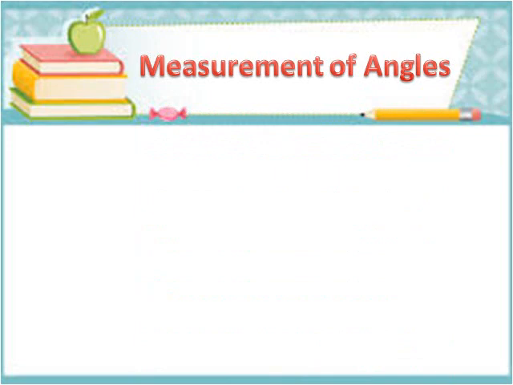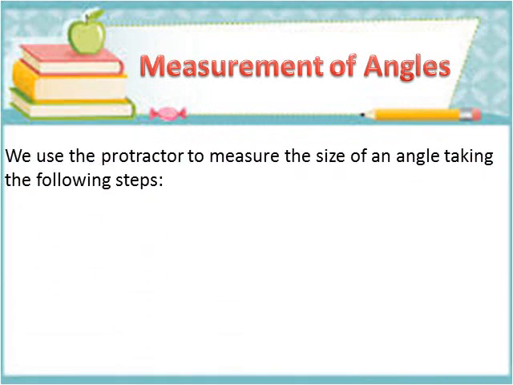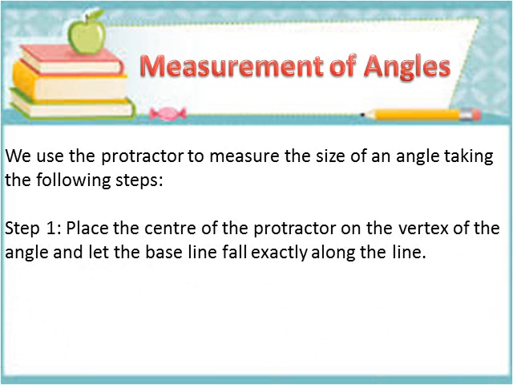Now, let's treat measuring angles. It's very, very simple and easy. To measure angle, we use the protractor. The protractor is in your mathematical set. We use a protractor to measure the size of an angle, taking the following steps. Step one, place the center of the protractor on the vertex of the angle and let the baseline fall exactly along the line. Don't worry, we're going to do that together in the next slide.